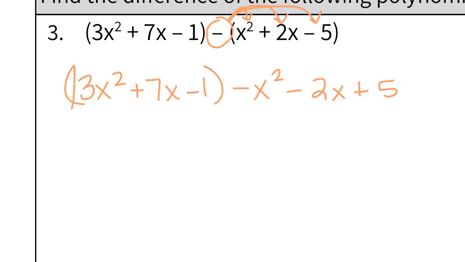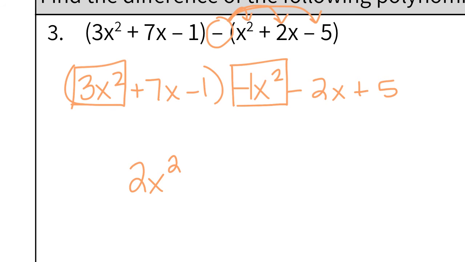So this first one has x squared, and this term has x squared. We can add them and put them together. So this would be, remember that invisible 1 here. So it'd be 3 minus 1 gives me 2x squared.